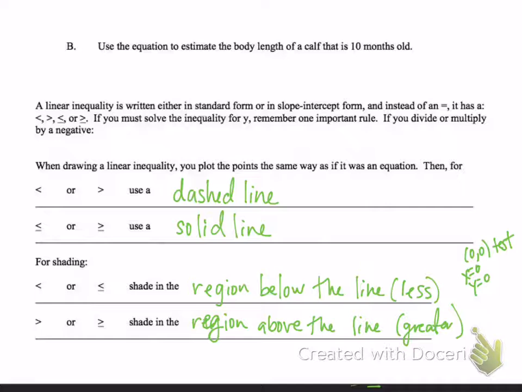If you get a true statement, so if you get something like 0 is greater than -2, that's true, then you're going to shade in the region of 0-0. So wherever 0-0 is, you're going to shade that region. If you get a false statement, so let's say you get 0 is less than -2, and that is false, then you shade the other side where 0-0 is not. So you shade the opposite. Which doesn't make a lot of sense now, but we're going to do an example and I'll show you what I mean by that.